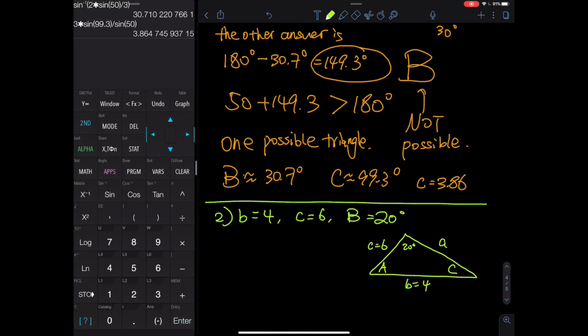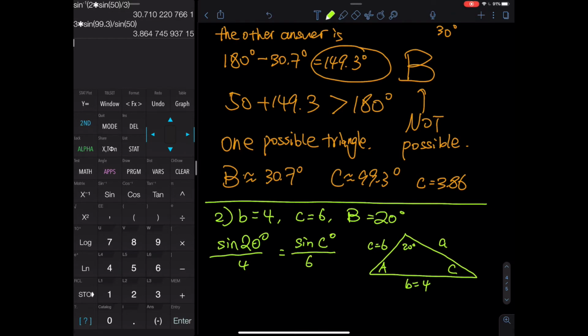So that means when you set up the equation, you cannot bring the a in, because if you bring the a in, we have two unknowns in one equation. That makes the equation not solvable. So what we are doing now is we want to bring the b in. So sine of B, 20 degrees, divided by small b is equal to sine of C divided by small c, which is 6.